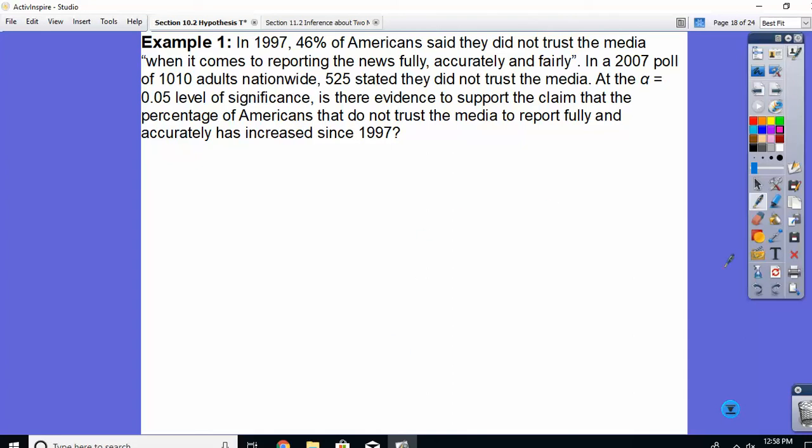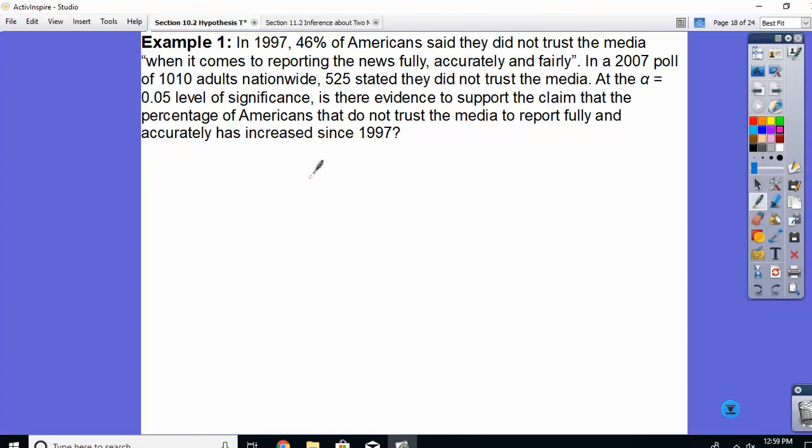In 1997, 46% of Americans said they did not trust the media when it comes to reporting the news fully, accurately, and fairly. In a 2007 poll, 1,010 adults nationwide, 525 of those say they did not trust the media. At the alpha equals 0.05 level, is there evidence to support the claim that the percentage of Americans that do not trust the media has increased since 1997?